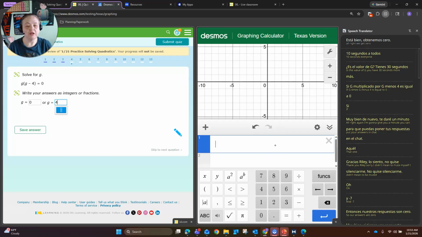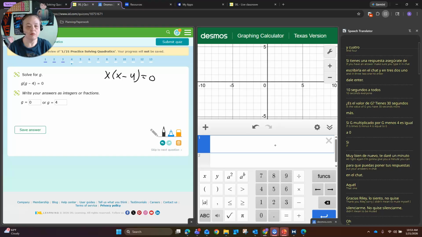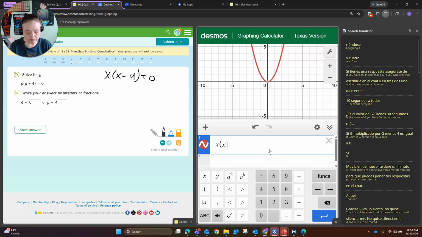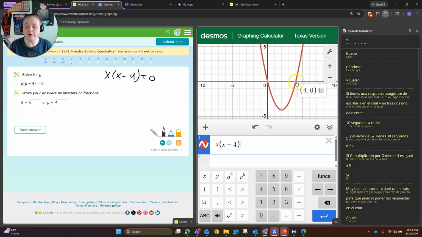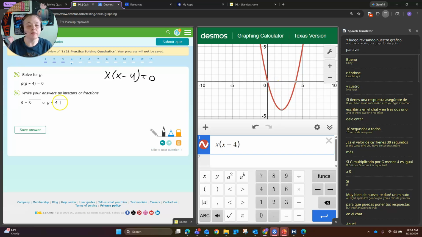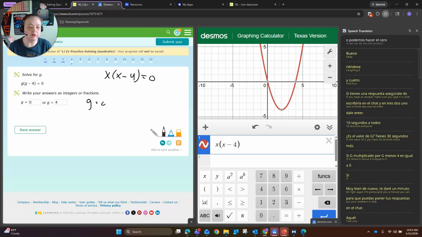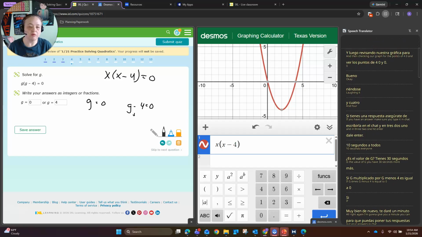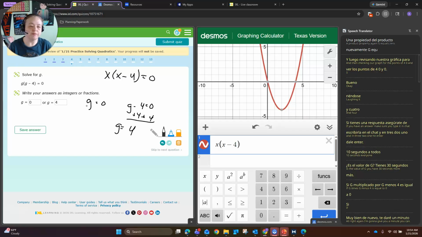Perfect. Again, we can do this by graphing it and then checking our graph for the points of 4, 0, and 0. Or we can do the zero product property. Again, G equals 0, easy enough. And then G minus 4 equals 0. Add 4 to both sides, and G is equal to 4.